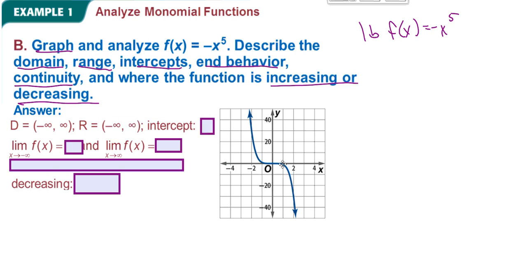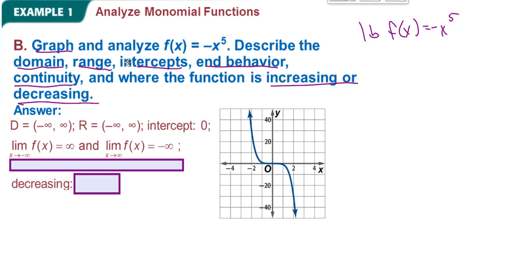The x-intercept and y-intercept is just at one place, that's at 0. The limit of f of x as x goes to negative infinity is going to be positive infinity. So as x goes to negative infinity, y is going to positive infinity. And the limit of f of x as x goes to positive infinity, as we walk out that way, y is going to negative infinity.